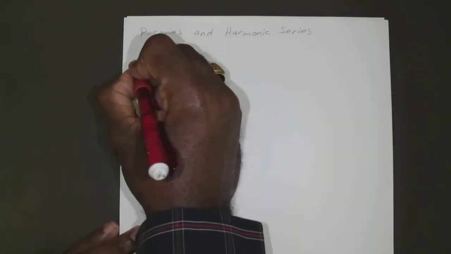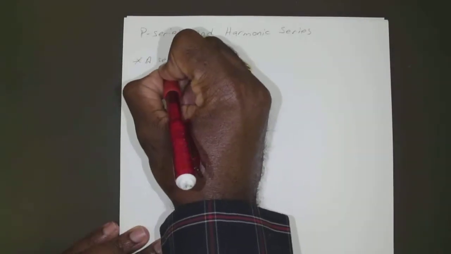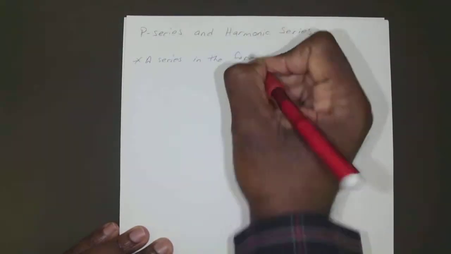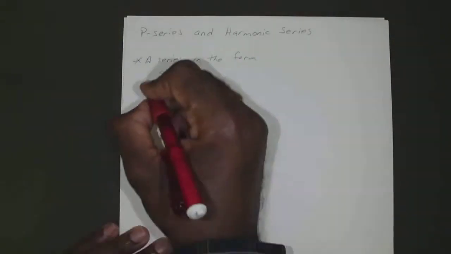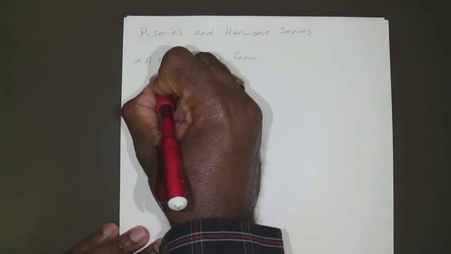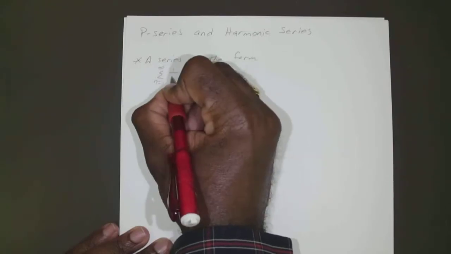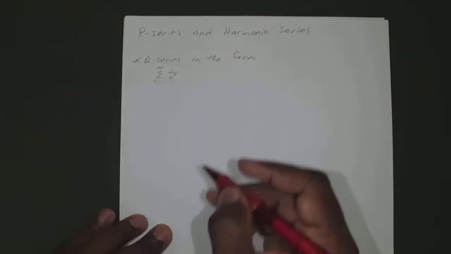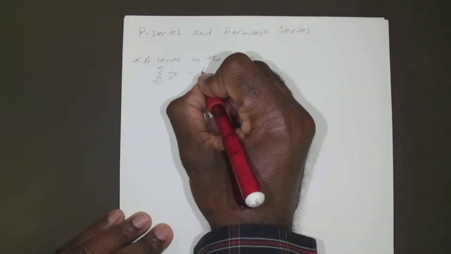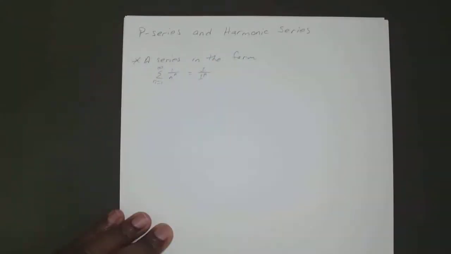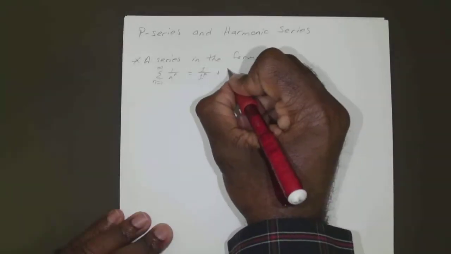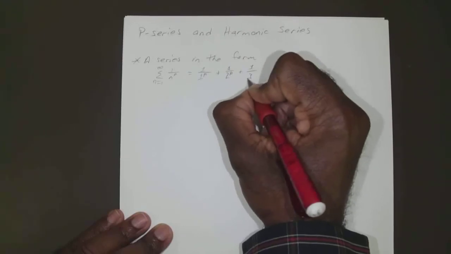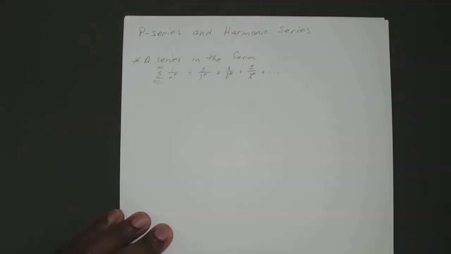Okay, so let's say you have a series in the form, say the sum from n equals 1 to infinity of 1 over n to the power of p, which is just equal to 1 over 1 to the power of p plus 1 over 2 to the power of p plus 1 over 3 to the power of p, all the way to infinity.